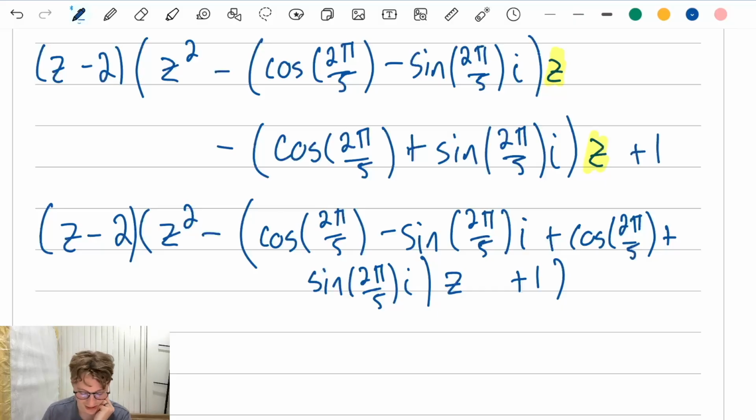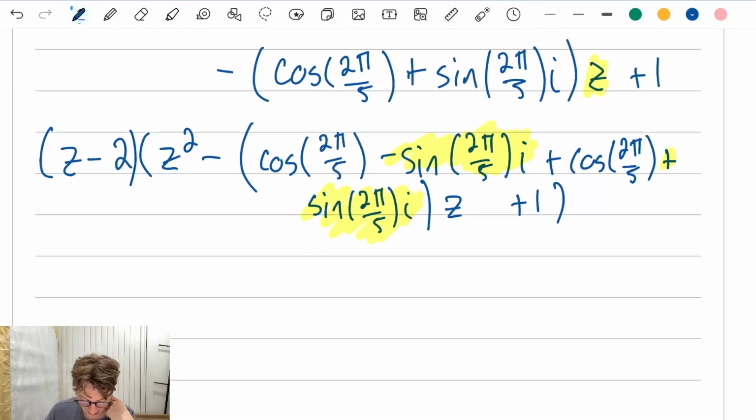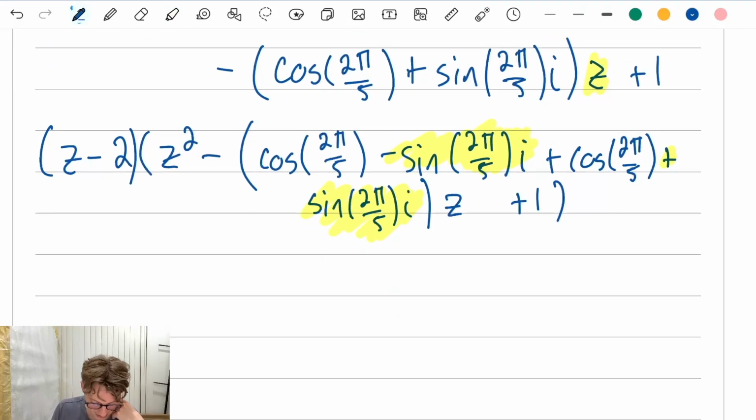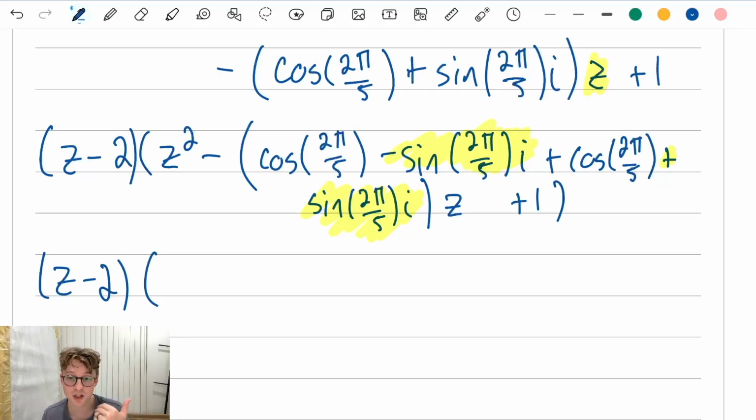So if we have a look, I can tidy things up here a little bit, right? I've got minus sine 2 pi on 5 i plus sine 2 pi on 5 i, so those two parts are going to cancel out. Instead, I just get cosine 2 pi on 5 plus cosine 2 pi on 5. What I wind up with inside these brackets when everything tidies up, like I said, with conjugates, is very common that a lot of things start to cancel out. Specifically, your imaginary parts cancel out.